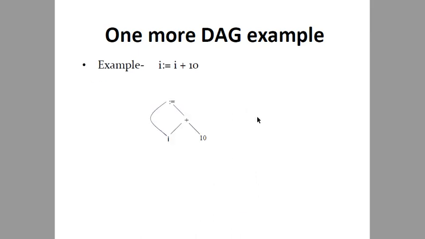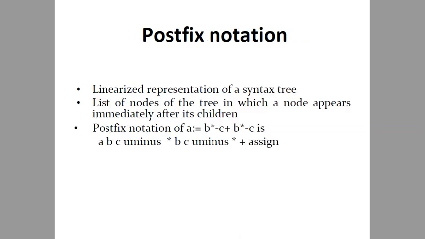One more example: over here you see I equal to I plus 10. You have a common expression, I, which is repeated 2 times, so only one node for I. In case of a syntax tree, one more node would be created for I, but instead of that we just join this node with the already created node for I, and we have done our DAG. The next type of representation of our intermediate form is postfix notation.